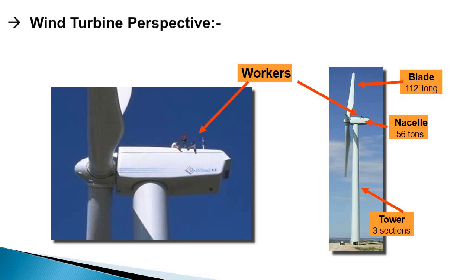Wind turbine perspective. So here you can see these are the blades, then this is the knuckle, and this is the tower, which is installed in 3 sections. You can see here how big it is. The knuckle weighs around 56 tons, and you can see here people sitting for installation.